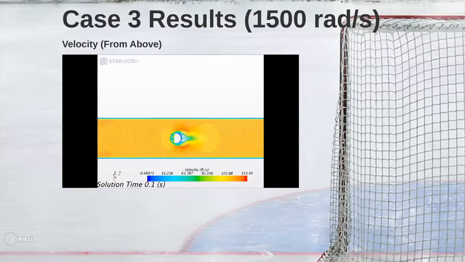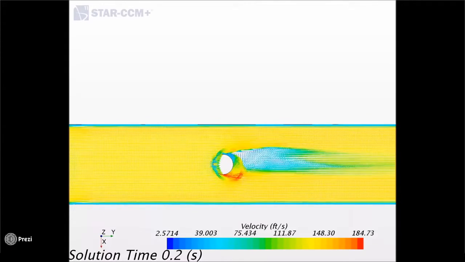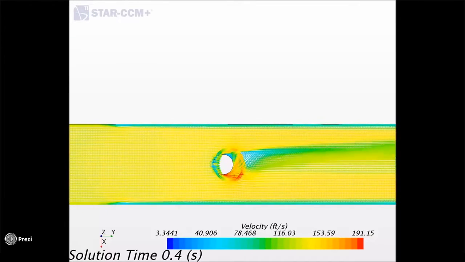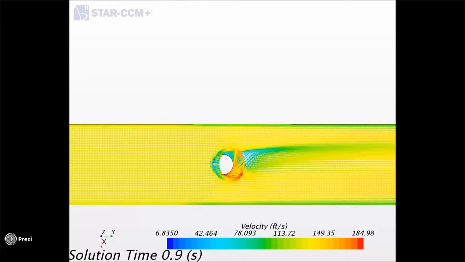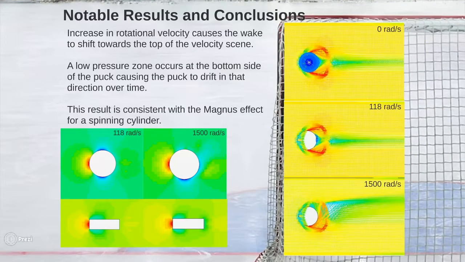Case 3, on the other hand, which has a high-speed rotation of 1.5 times the incoming velocity, shows that the wake is highly shifted upwards, and this is affected due solely to the rotational velocity. Now, some notable results and conclusions are that an increase in rotational velocity causes the wake to shift towards the top of the velocity scene. A low pressure zone occurs at the bottom side of the puck, causing the puck to drift in that direction over time, which can be seen in the pressure plots located at the bottom left-hand side of the figures here.